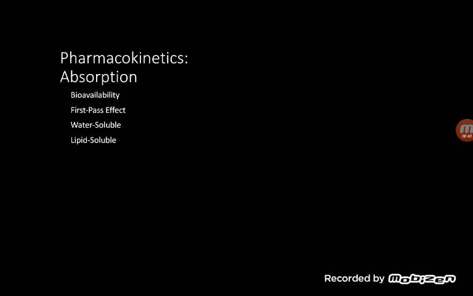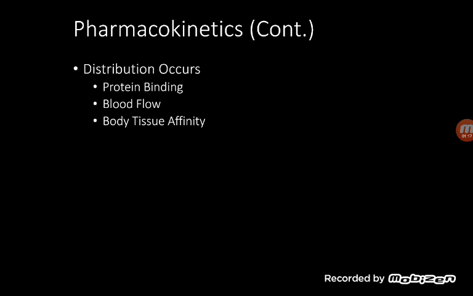IV drugs have 100% bioavailability, whereas with oral drugs, the bioavailability is greatly reduced because of something called the first pass effect. First, it passes through the hepatic portal system and the liver, which is a spot where the medication can be degraded actually before it's sent out into the system. Depending on whether it's water or lipid soluble, that can affect its bioavailability also.